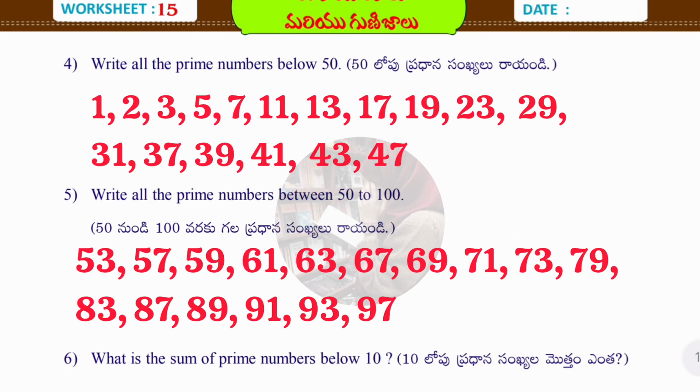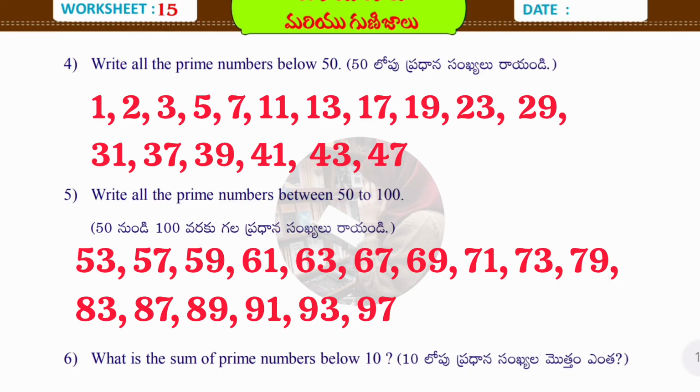Okay guys, let's move to the next question, which is write all the prime numbers below 50. We have to write down the prime numbers below 50. So start: 1, 2, 3, 5, 7, 11, 13, 17, 19, 23, 29, 31, 37, 39, 41, 43, 47. So there are 15 prime numbers below 50. Okay, one is not countable.